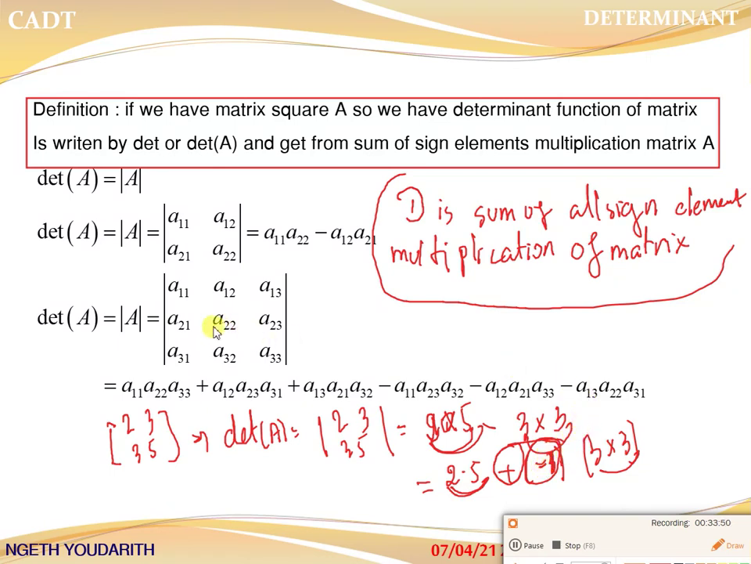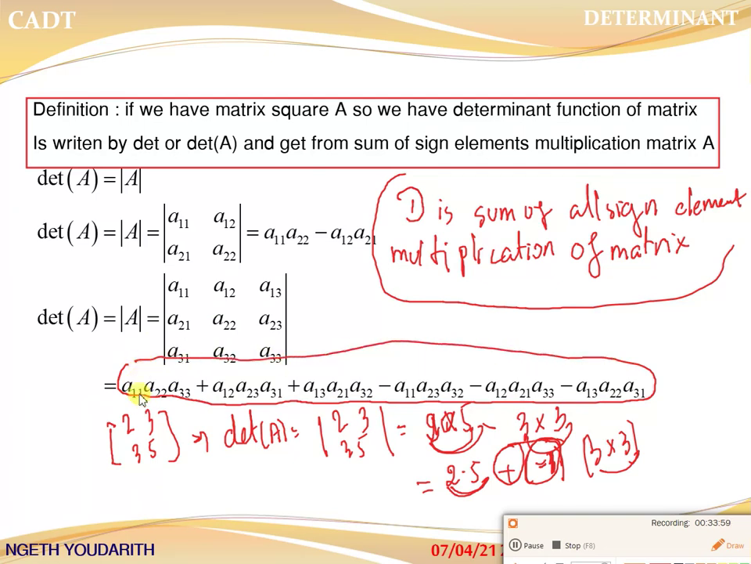So we can go back to this one. This one is also the element multiplication of a matrix. This one A11, A22, A23. This is the element of multiplication in the matrix. This one is also, and this one is also, and we get the sign minus or negative. This one is negative. And next I will explain why we get this negative sign.